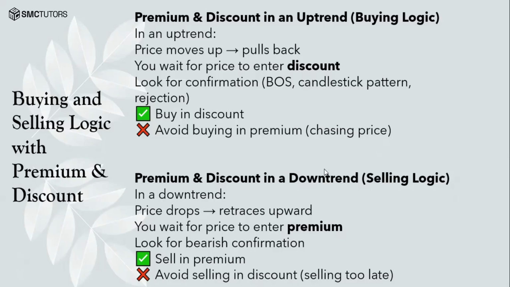Premium and discount in a downtrend: selling logic. You identify a downtrend, price drops, retraces upward, you wait for price to enter the premium zone, and you look for bearish confirmation, the same break of structure, candlestick patterns, and rejections at those premium zones, to take trades back to the downside.